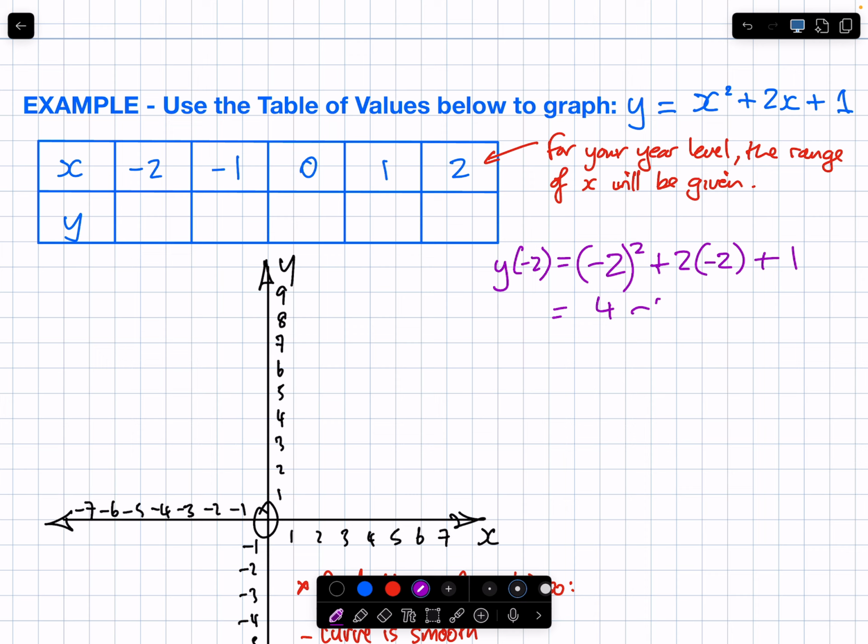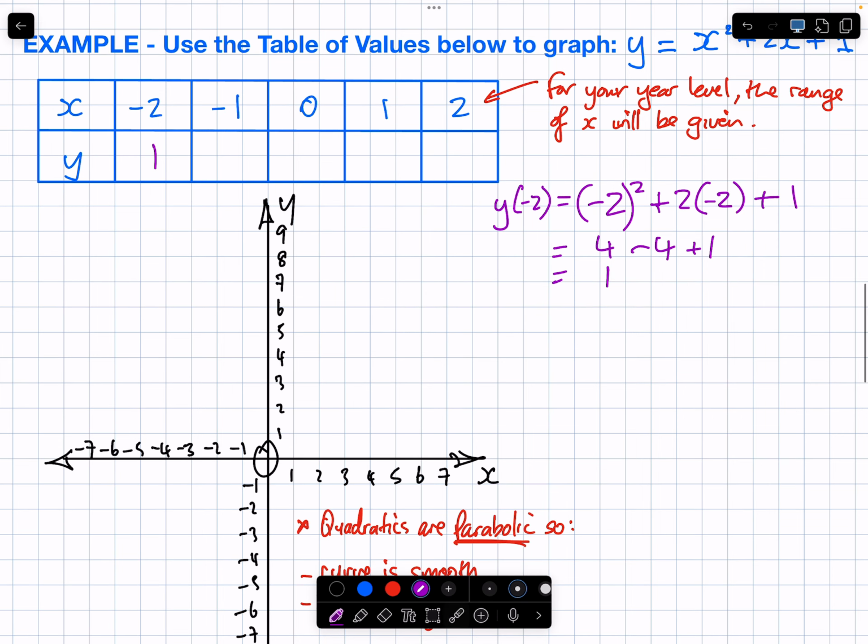Negative 4. And there's a plus 1 on the end there. So 4 take 4 is nothing. Add 1, 1. That's my first dot. So someone tell me, I've got my little laser pointed in the origin. If I want to plot negative 2, 1, where do I go from here? What direction do I go? Left, how many? 2. And how far up or down? Up 1. So that's going to be my first dot there.